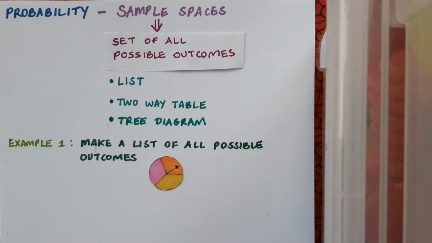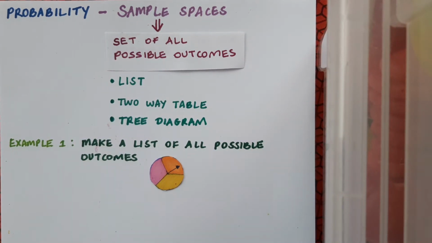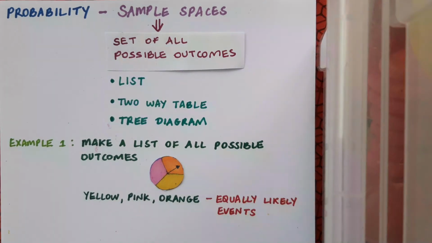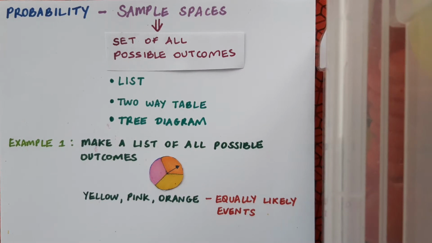When I spin this spinner, the answer here is pretty obvious. It's yellow, pink and orange. I can see from the spinner that all the portions are the same size. I've got three equal sectors. So these three outcomes are equally likely. I've got equally likely events. This makes it very easy to write down the probability of each of these individual things happening.